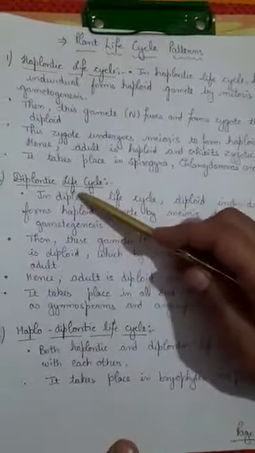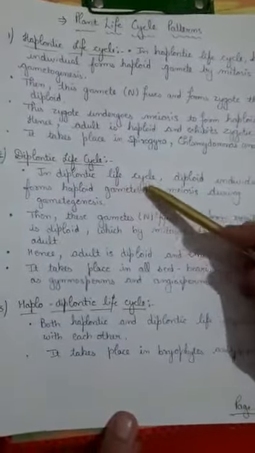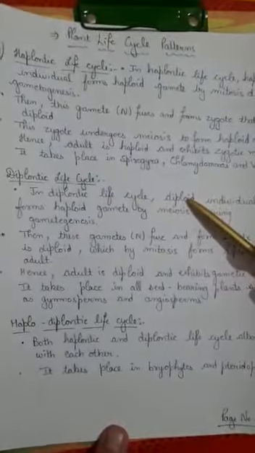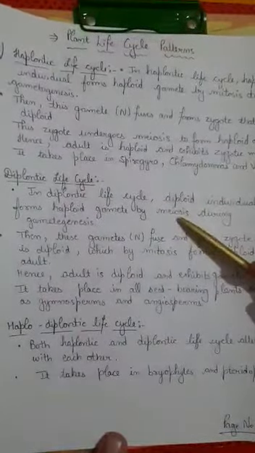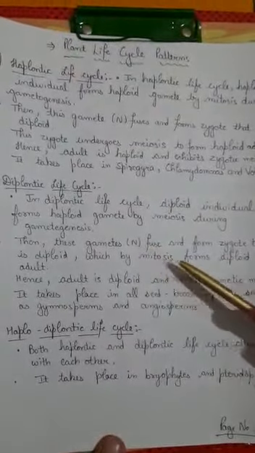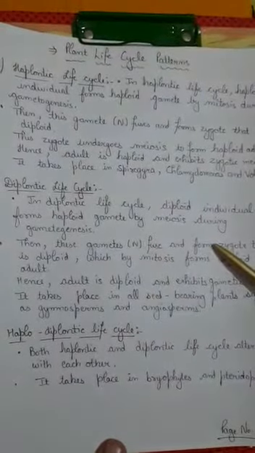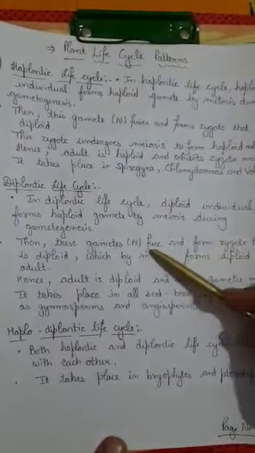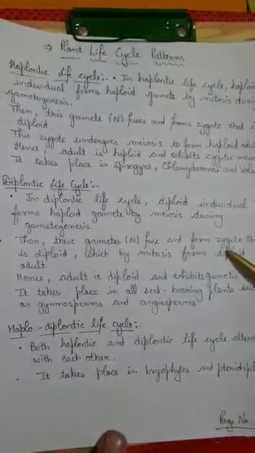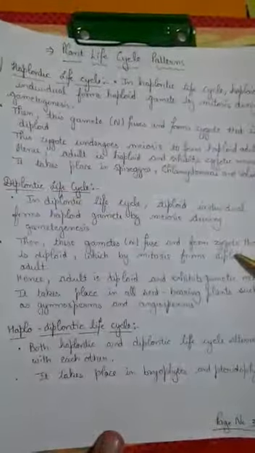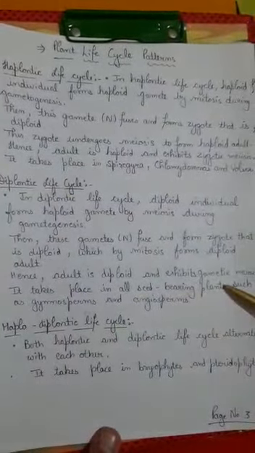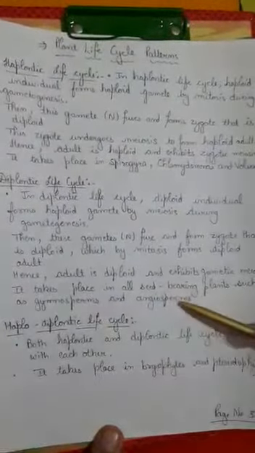Then we have the diplontic life cycle. Diplontic life cycle means diploid individual. Diploid means having the number 2n. Then again meiosis takes place and we have the formation of n gametes. They fuse to form the zygote, which by mitosis forms the diploid adults. This means diplontic makes the diploid adults. And it takes place in all seed bearing plants, for example gymnosperm and angiosperm.